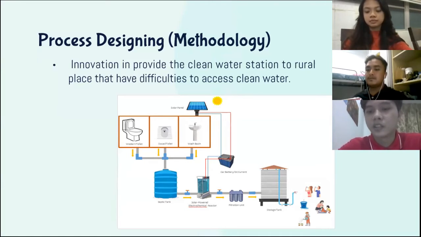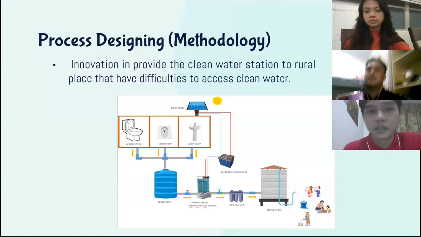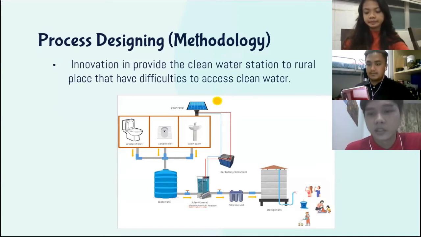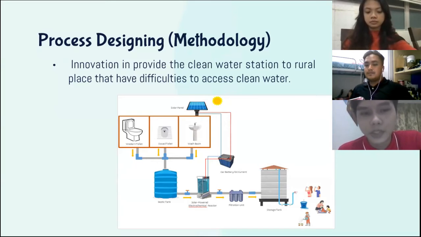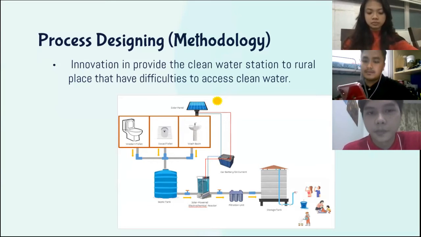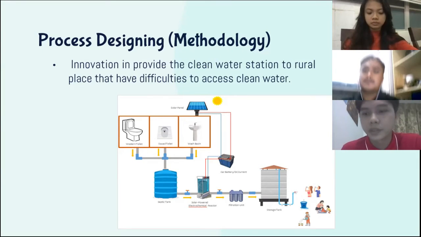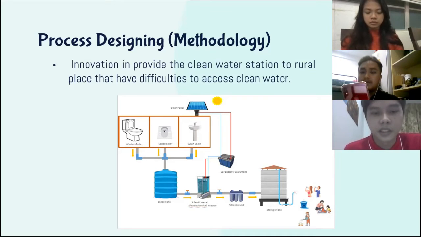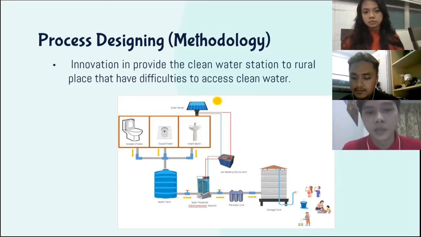This project is called a rewater station. So what does this rewater station actually do? First, the sewage waste obtained from the toilet will be pumped and brought into the septic tank. Secondly, the sewage in the septic tank will be transferred into the electrochemical reactor.